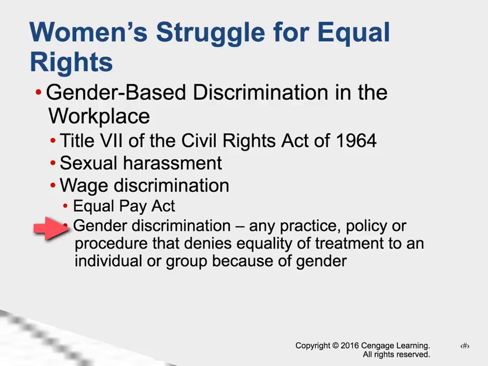Federal government efforts to eliminate gender discrimination in the workplace include Title VII of the Civil Rights Act of 1964, which prohibits gender-based discrimination, including sexual harassment on the job. Wage discrimination continues to be a problem for women, and the definition you should know: gender discrimination, any practice, policy, or procedure that denies equality of treatment to an individual or group because of gender.